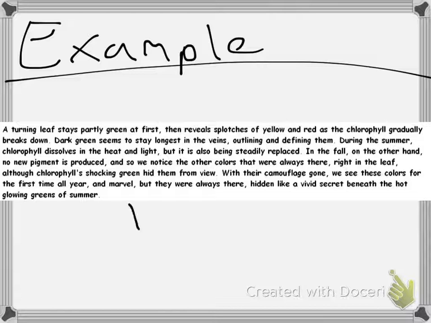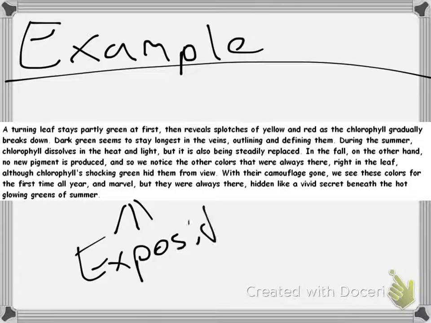So as you can see right here, this little essay was an expository essay. It was describing the turning of leaves in the fall, and it reveals various things. It explains what happens to those leaves. So very, very simple stuff, right?